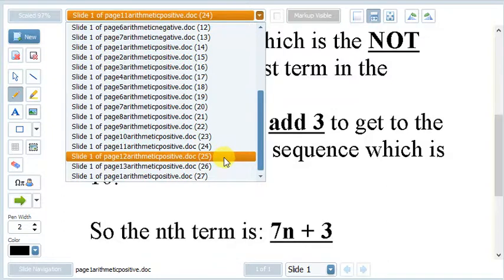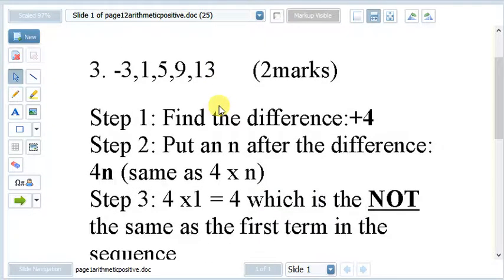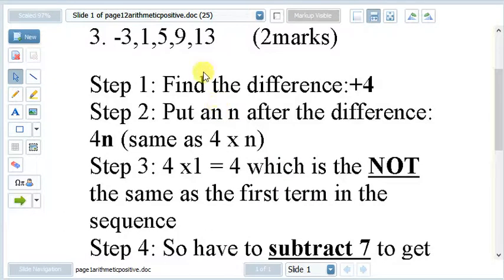Last one, and this one had a negative in, so we've got minus 3, 1, 5, 9, 13. So we find the difference, which is plus 4, and that's minus 3 add 4 is 1, 1 add 4 is 5, etc. Then we put an n after the difference, so that becomes 4n.